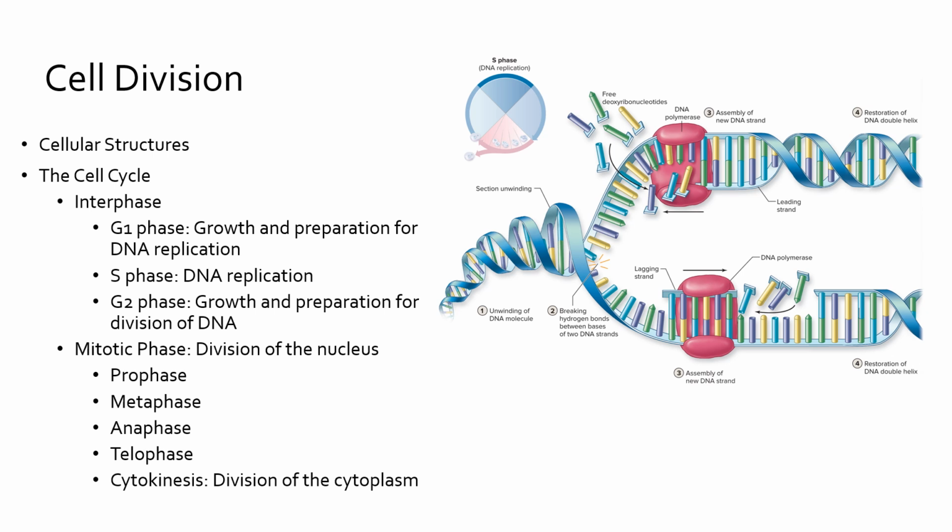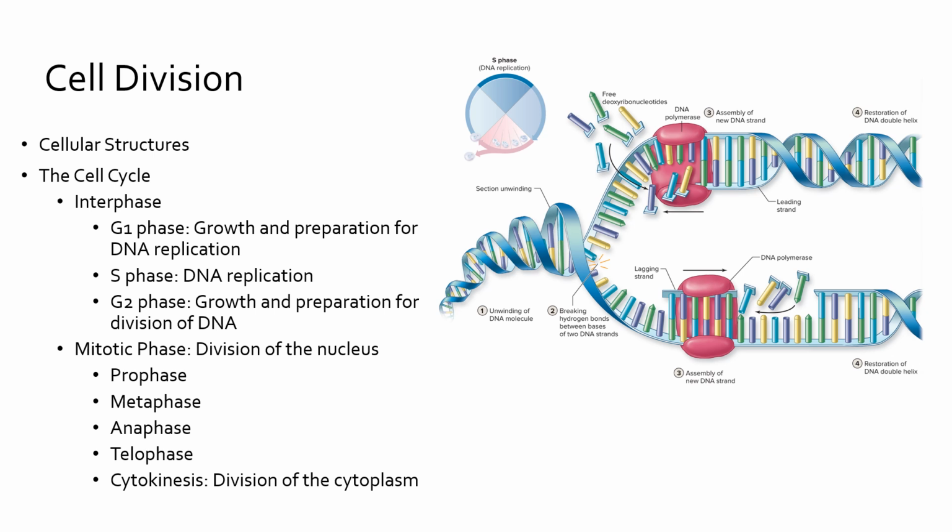Cytokinesis is the division of cytoplasm to form two separate daughter cells. In animal cells, a cleavage furrow forms, pinching the cell into two. In plant cells, a cell plate forms, eventually becoming the cell wall.